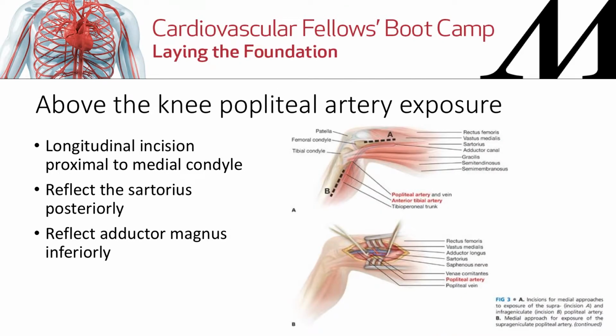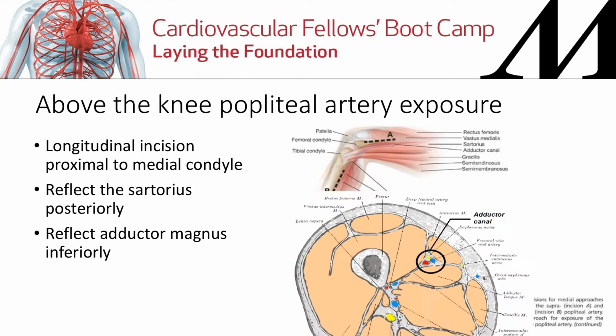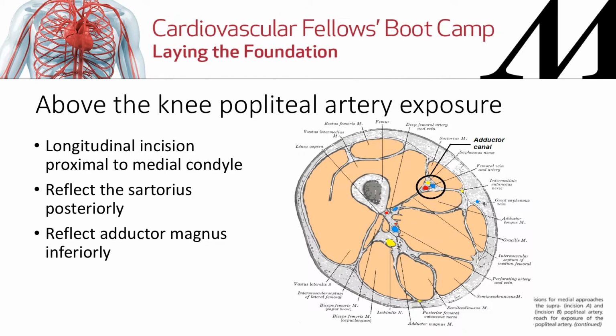Moving on down the leg, the above knee popliteal artery exposure, you want to make a longitudinal incision proximal to the medial condyle in between the sartorius muscle and your vastus and rectus femoris muscles. In most patients, you can sort of feel it. There's just a little groove right there. After you incise through the subcutaneous tissues and the fascial layers, you'll reflect the sartorius muscle posteriorly and reflect the adductor magnus superiorly. As you continue to dissect down, you'll encounter both your popliteal artery and vein in that position, a rather constant position. This is just a cross-sectional image so you can get a better idea of exactly where that lies.